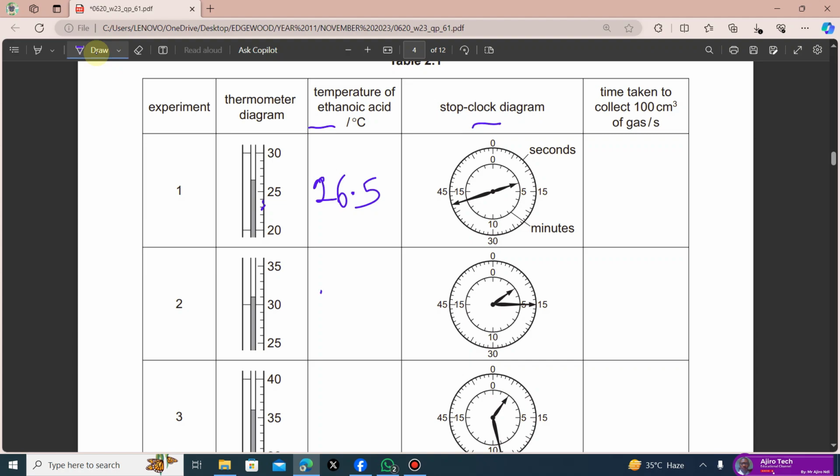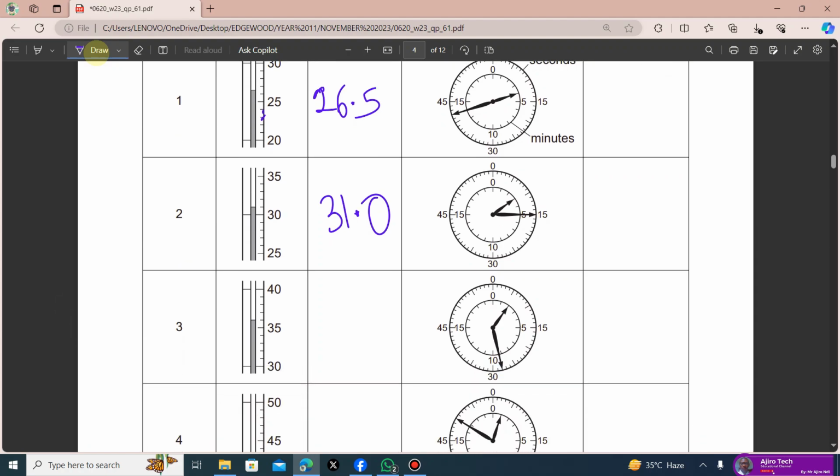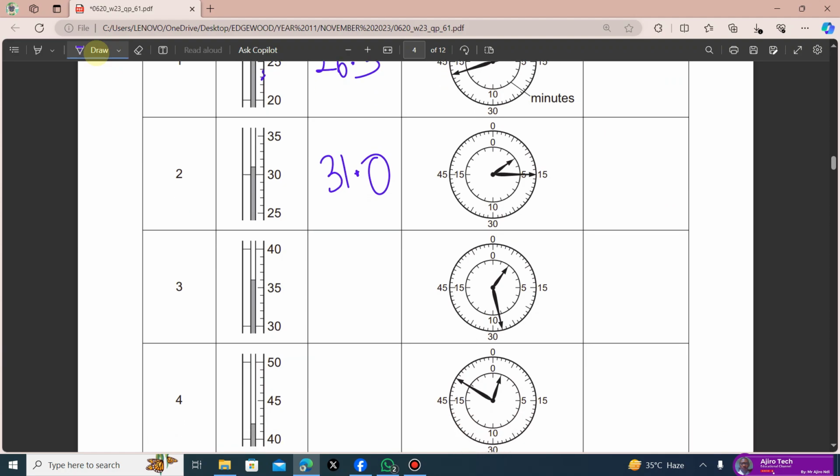Look at the second one, it has to be 31. Don't just write 31, it has to be 31.0, because you have to maintain the same decimal place for all of the readings. As far as the temperature is concerned, that could also earn you the right mark. So always learn to maintain the same decimal places or the same significant figures as the case may apply.